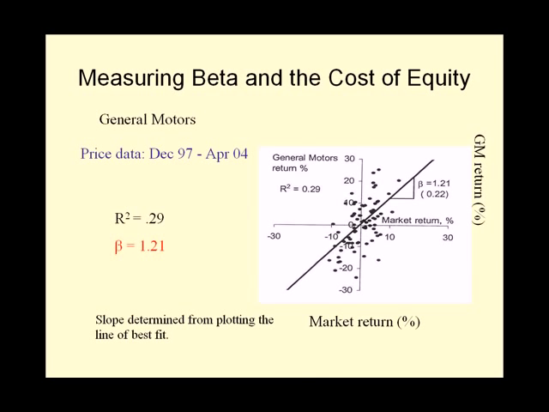But look what has happened to General Motors in more recent years. Plotting the data and fitting the line gives us a beta of 1.21 for General Motors in the period December 97 through April 2004. And I would expect that if we carried out this analysis for the years, let's say 2004 through 2007, we'd have an even higher beta.